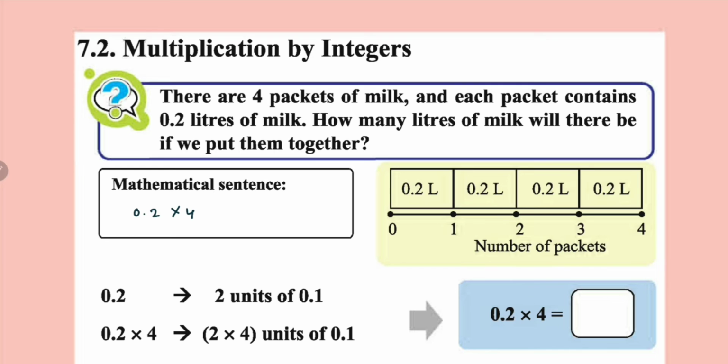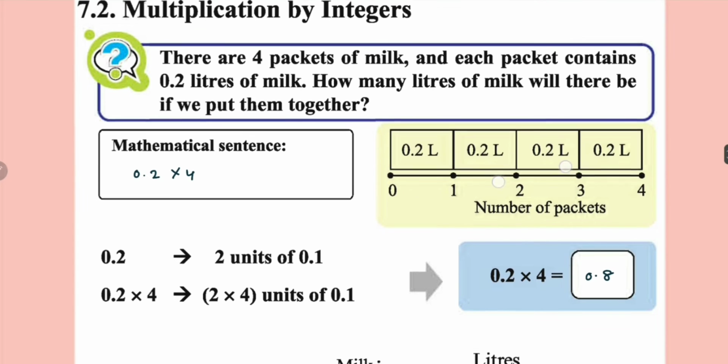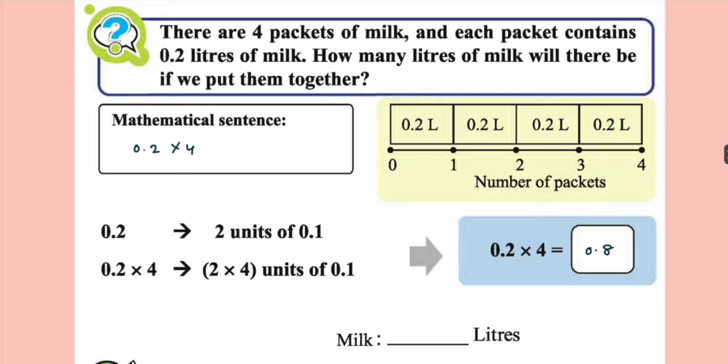So 0.2 into 4 is nothing but 0.8. So how do we do it with multiplication, not by addition? Addition is simpler for us, right? 0.2 can be written as 2 units of 0.1. This strategy we can use, right? So 0.2 into 4 is nothing but 2 into 4 units of 0.1. 2 into 4 is 8 units of 0.1. So 8 into 0.1 is 0.8. So 0.8 liters is the answer.